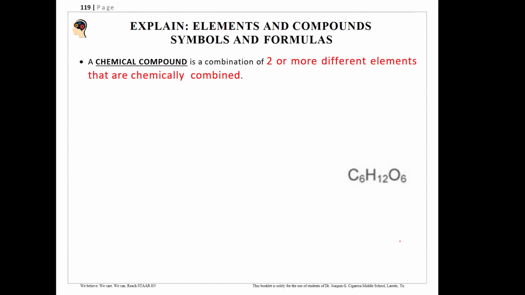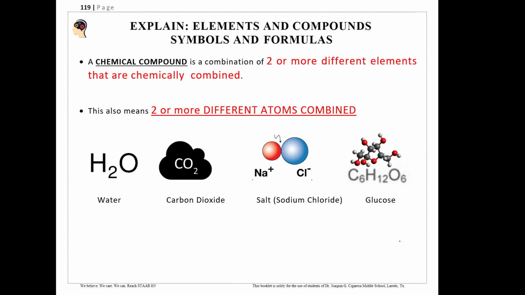Further on, a chemical compound is a combination of two or more different elements that are chemically combined. So now we talk about chemical compounds. This also means two or more different atoms combined. And here are some of the examples. Of course, water, H2O. Why is it a compound? It's made up of two different atoms, hydrogen and oxygen.